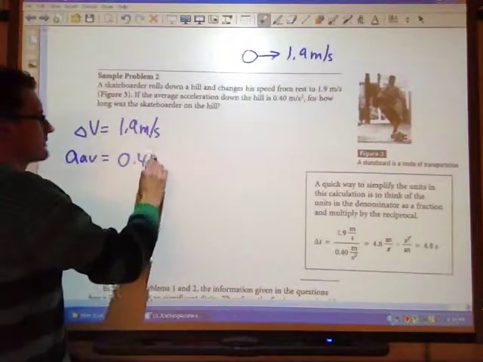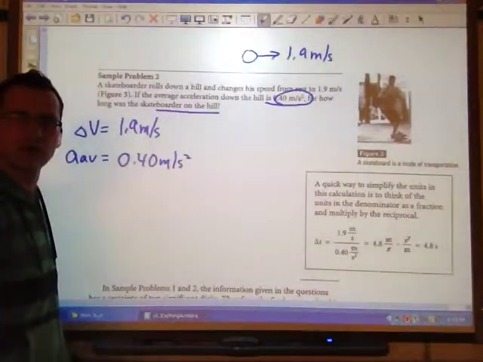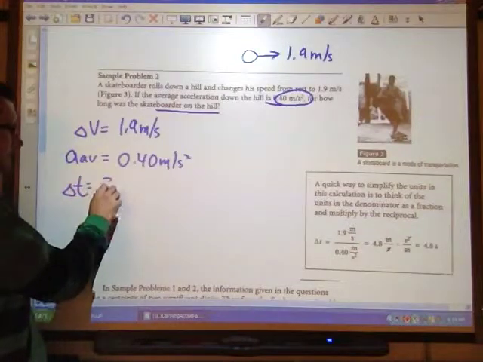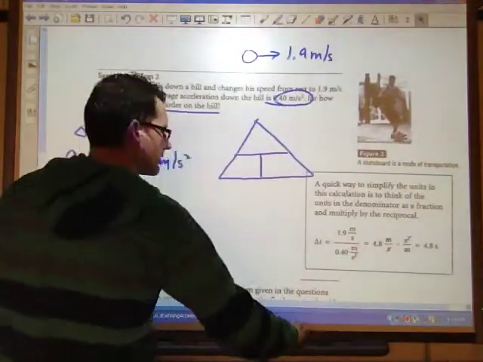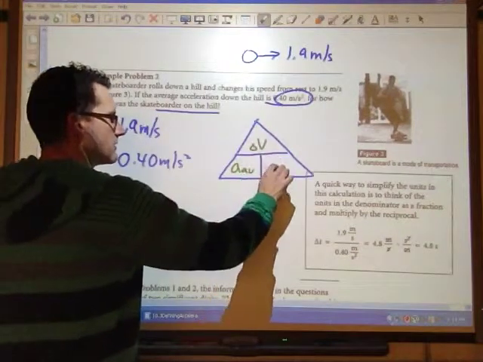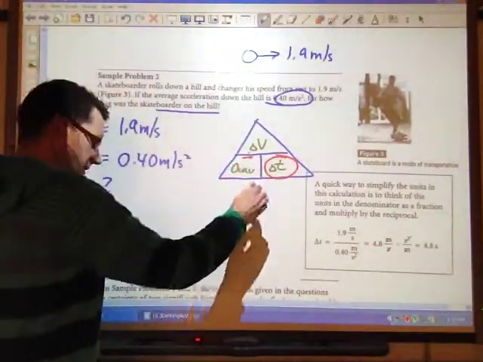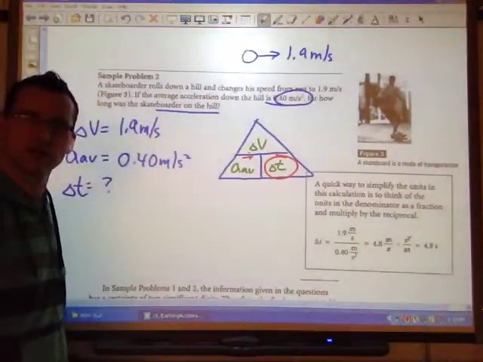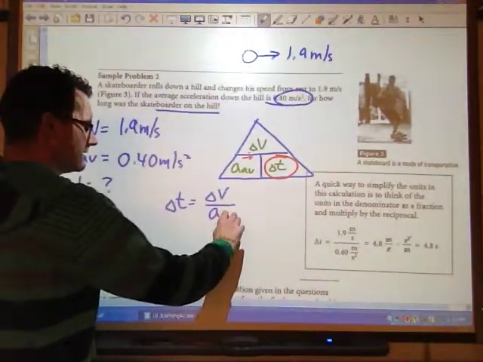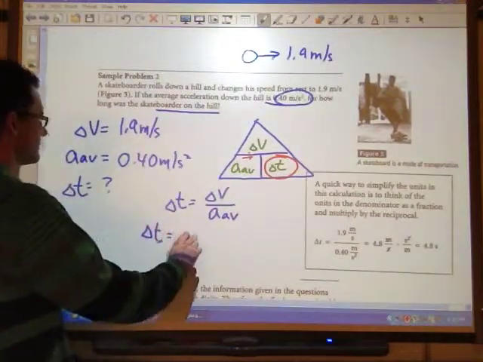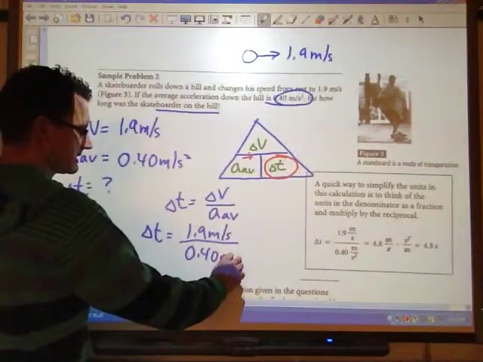And we're also told the average acceleration, A_AV, 0.40 meters per second squared. And of course, for how long was the skateboard on the hill? For how long? That's insinuating time. So that's the big question mark right there. So, thinking back to the triangle of terror here, we have average acceleration equals change in speed over change in t. And of course, we're asked to find t here, so we can see how to manipulate it by using this triangle. Can't go wrong with pyramid power. So delta t equals delta v over A_AV. So change in t equals my speed, which is 1.9 meters per second, over 0.40 meters per second squared.